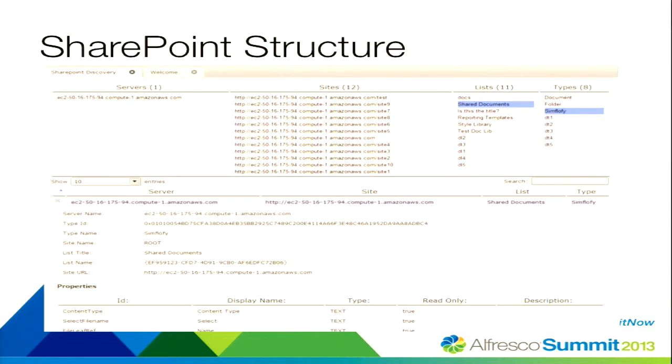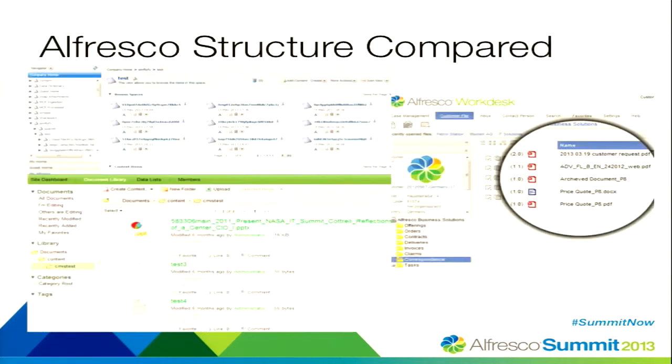Now some of these things you might want to migrate. Some of these things there's no use migrating. And then in each, especially in document libraries, like shared documents or document folders, you're going to have types. In this case, I have a bunch of test types, DT1, DT2, and then Simflofy as a type. And then you have the normal ones like document and folder. And then of course you have properties in the content, which we'll talk about.